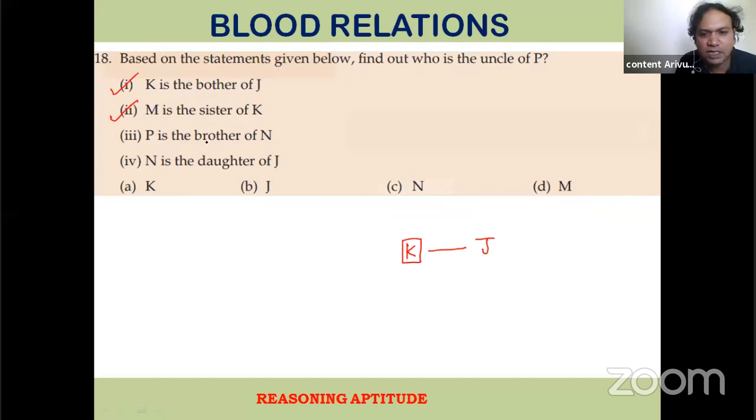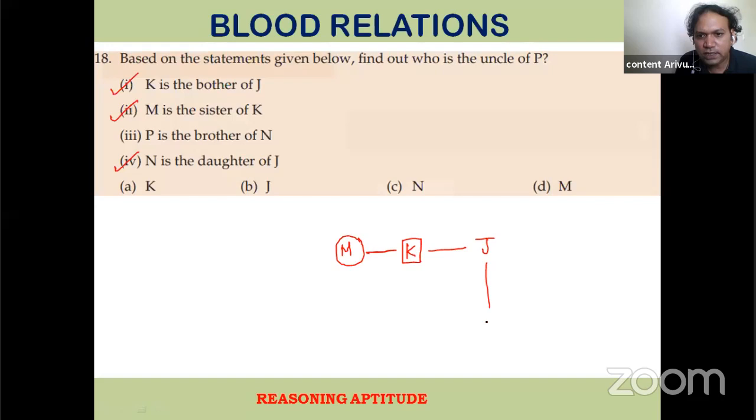Next, M is sister of K. Again, siblings means horizontal line. M is sister, which means M is female. Female means we put a circle. This statement is done. Next is P is brother of N. We don't know anything about P and N right now, so I skip it and I go to the fourth statement. N is daughter of J.